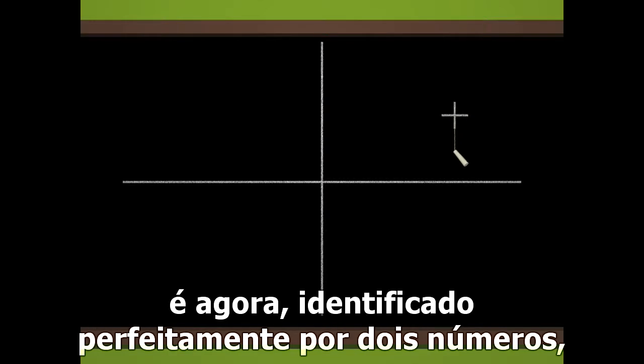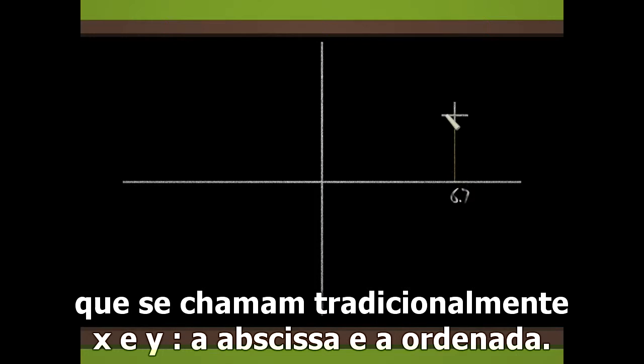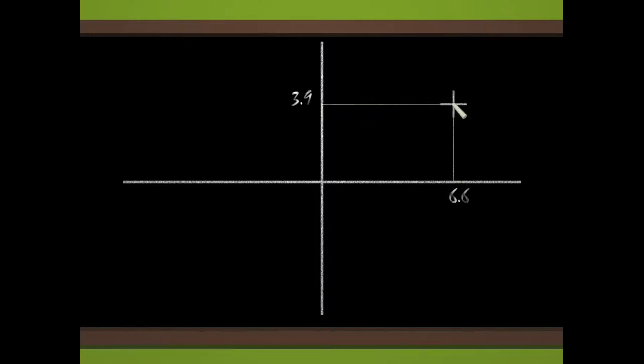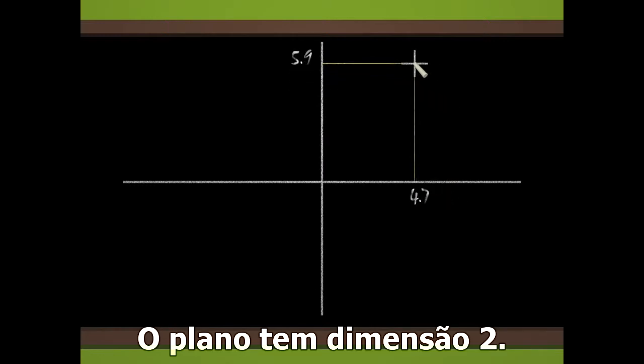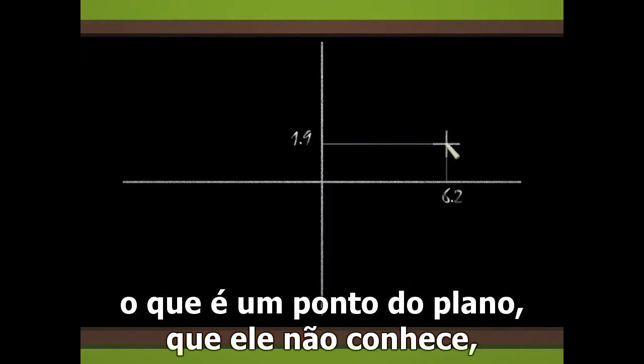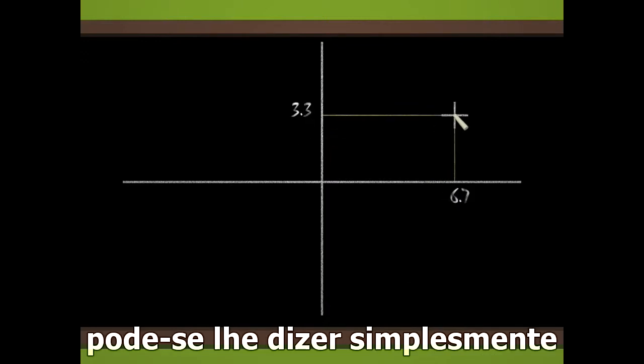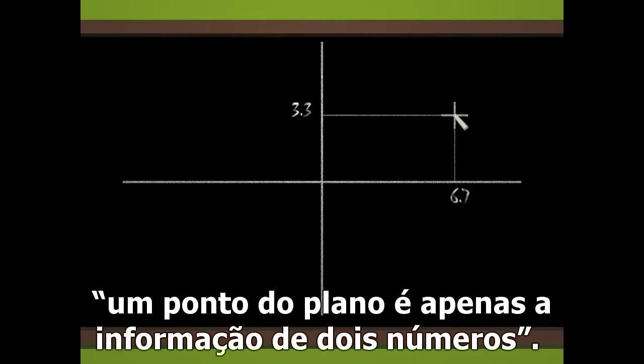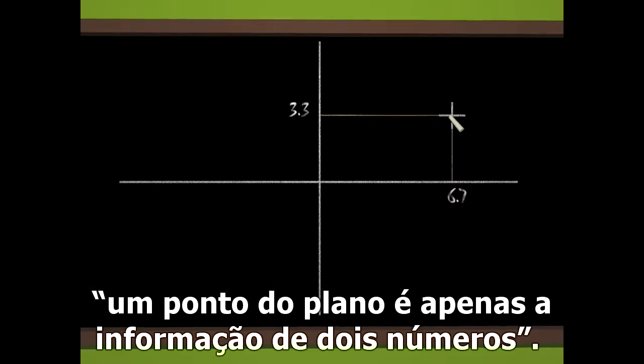Each point in the blackboard plane is now completely described by two numbers, usually denoted x and y, the abscissa and the ordinate. The plane has dimension 2. If you had to explain to some being living on a line what it is to be a point in the plane that is unknown to him, you could simply say, a point in the plane is just a pair of numbers.